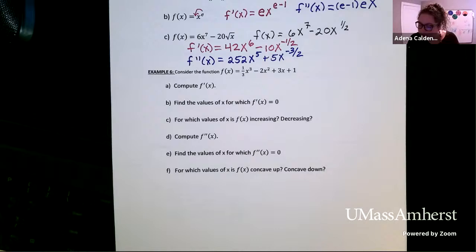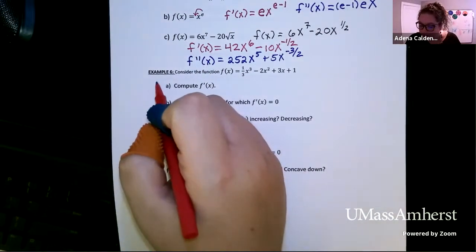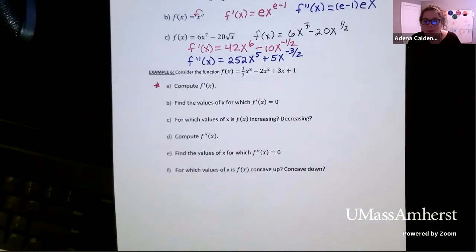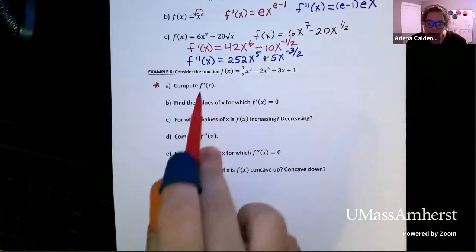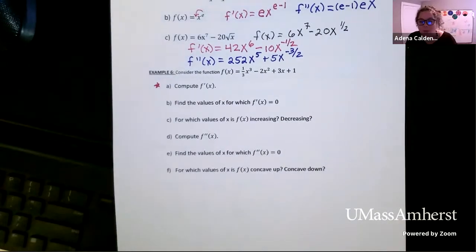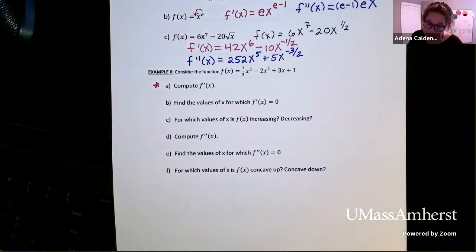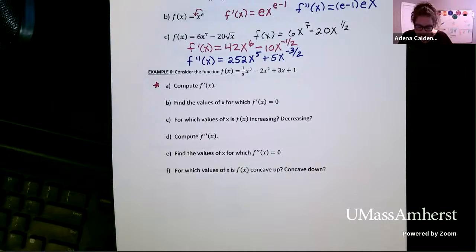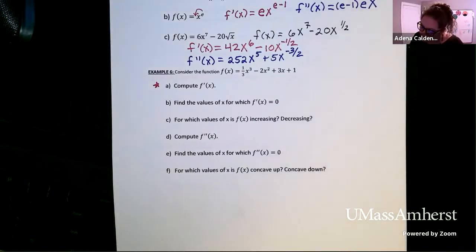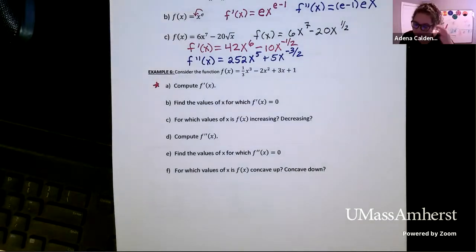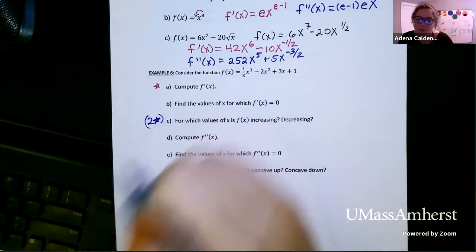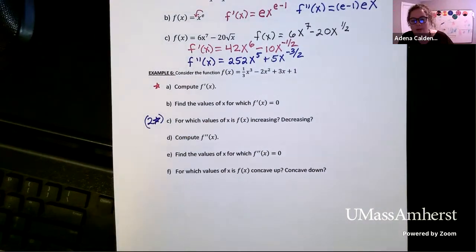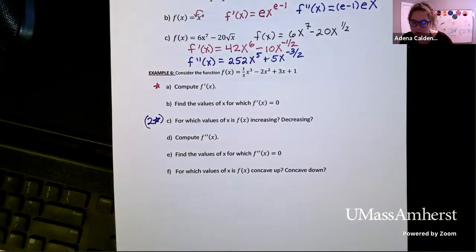Okay, so you're going to be computing the first derivative. That's what we've been doing today. Then you're going to find the values where the derivative equals 0. So you have to set your answer in part A equal to 0. That's algebra, so hopefully you remember how to do that. Then in part C, we want to know for which values of x the original function is increasing or decreasing. So this is linking back to chapter 2. How did we think about increasing and decreasing in relation to the derivative?